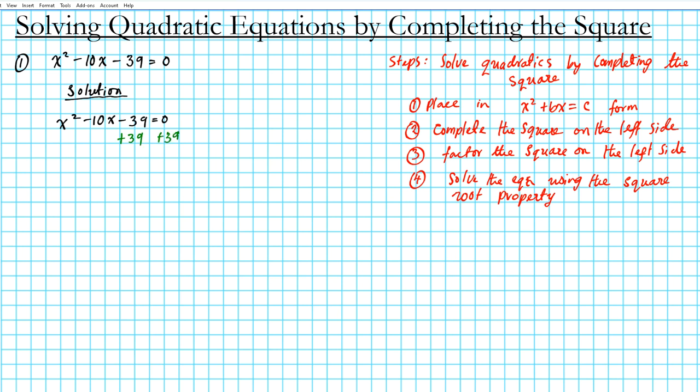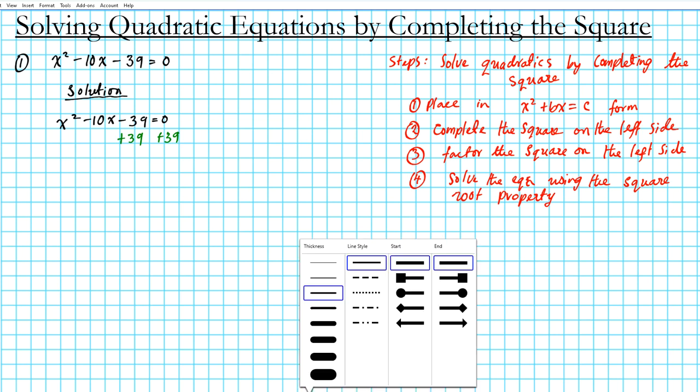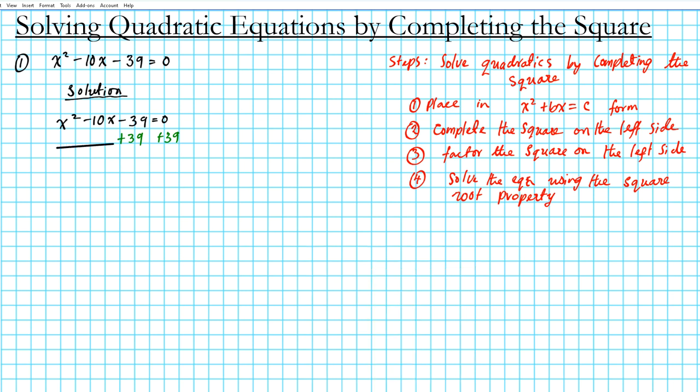And then we're going to have that x squared plus bx equals c format that we want, with the incomplete square on the left side. So we'll do that. Minus 39 plus 39, that adds up to 0. So we're left with x squared minus 10x, the incomplete square, equals positive 39. All right, so we're done with step number 1. Number 2, we're going to complete the square on the left side. So we're going to add a special constant to the left side to make it a perfect square trinomial. So what is that number?